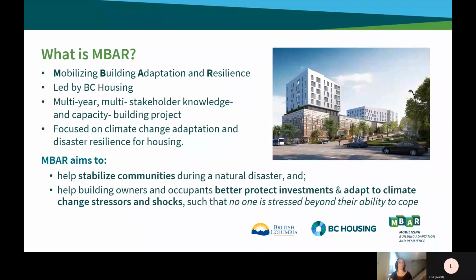I'm here talking today on behalf of the MBAR program, whose aim is to build our understanding of how we can increase the number of resilient buildings across the province of British Columbia. MBAR is a multi-year, multi-stakeholder project designed to grow our knowledge of how to design, renovate, and manage for resilience, and to ultimately share that knowledge across the building industry in BC.